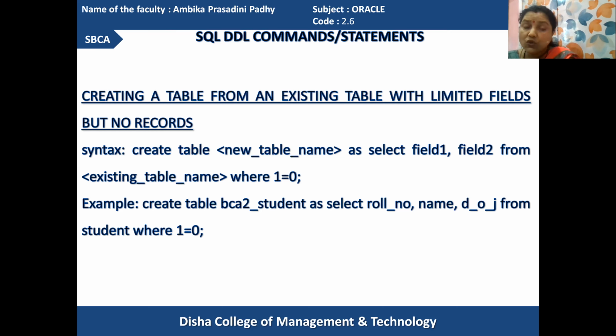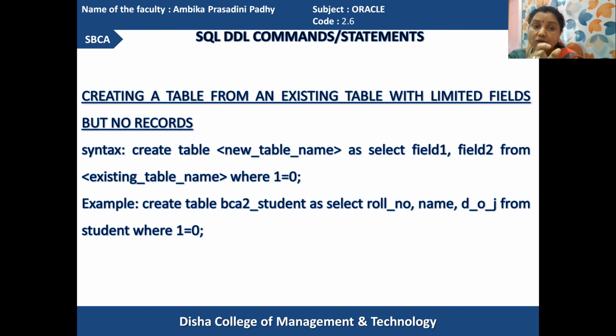You can create a table using CREATE TABLE new_table_name AS SELECT field1, field2 FROM existing_table_name WHERE 1=0. Only those fields will be taken from the existing table, the old table. Using those fields, another table can be created.